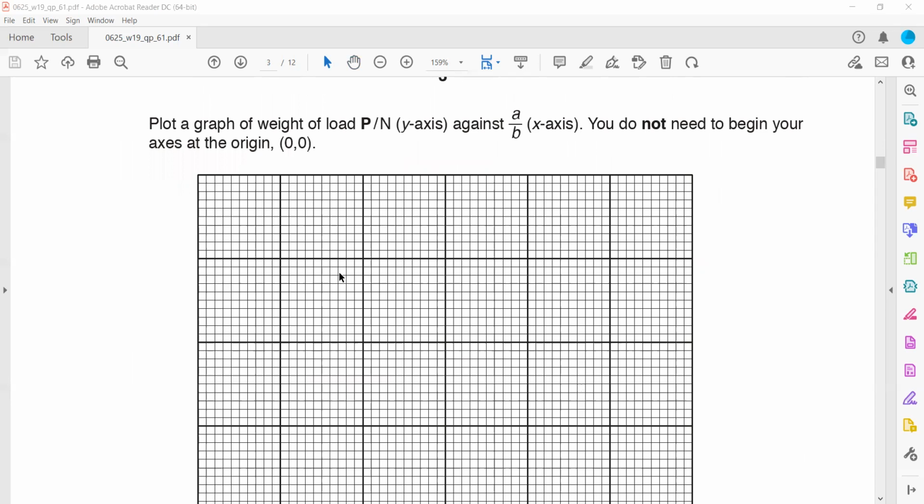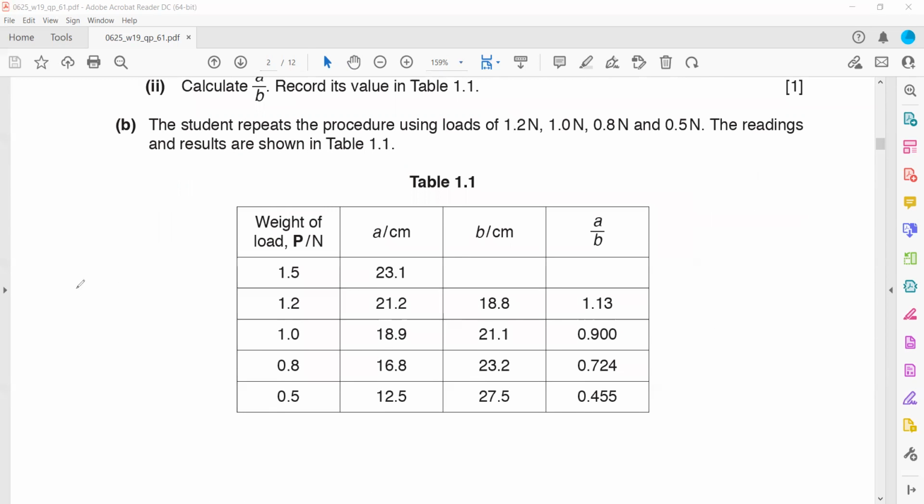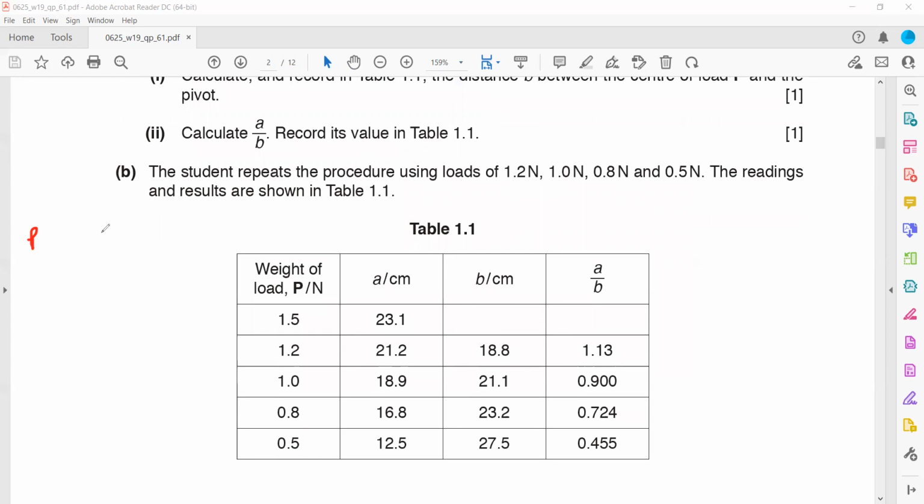Then we have to plot a graph with weight on the y-axis and A over B on the x-axis. You do not need to begin your axes at the origin, so we don't have to include 0, 0. So we plot a graph between P and A over B. I'm writing the values: P equals 1.5, 1.2, 1.0, 0.8, and 0.5, and A over B: 1.37, that was the first value, 1.13, 0.9, 0.72, and then 0.455.